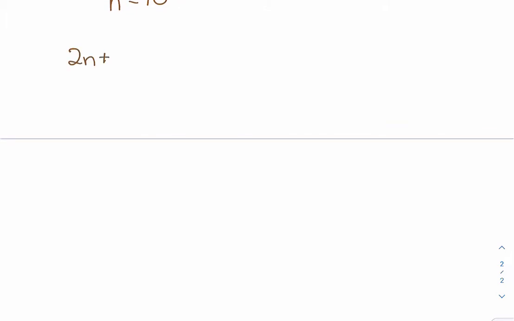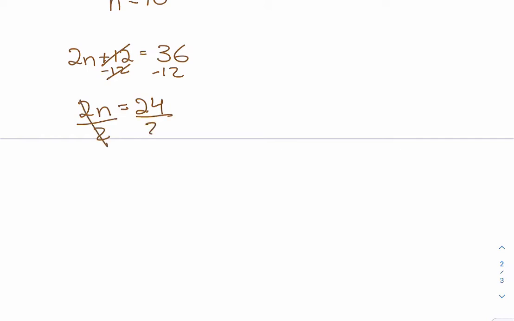2n plus 12 equals 36. Again, we start with reverse order of operations, addition or subtraction. Here we see this, so I'm going to subtract 12. That cancels this out. Subtract 12. 2n equals 24. Divide by 2 to get rid of that multiplication. Divide by 2 on this side. n equals 12.